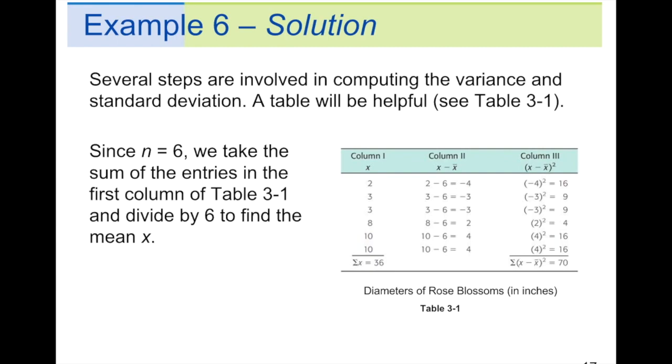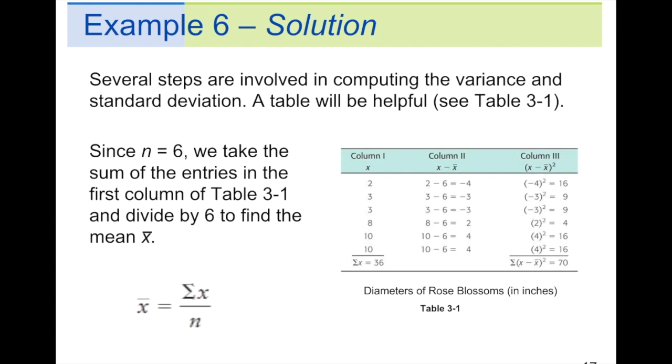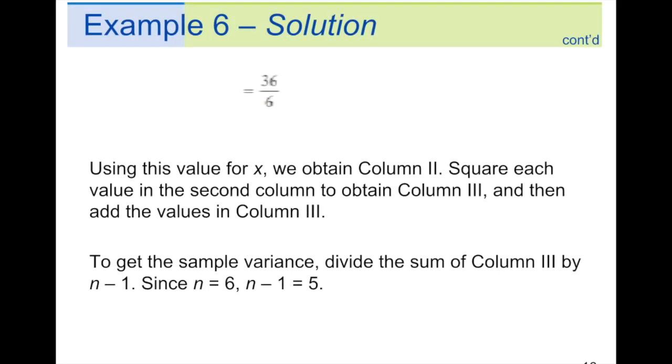Since n equals 6, we take the sum of the entries in the first column. Those are the numbers I gave you before. So the sum is adding them all up, which you can see down here is 36. And then divide by 6, because there were 6 numbers here, to get the mean. It says x, but that should be x bar. So we find the mean, which is 6. So the mean x bar is 36 over 6, which is 6.